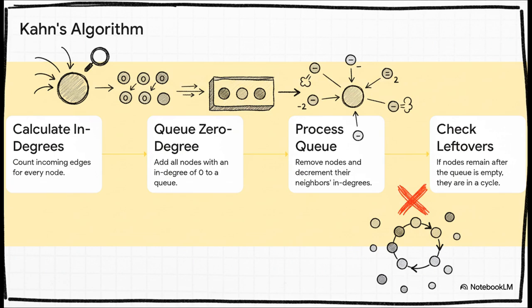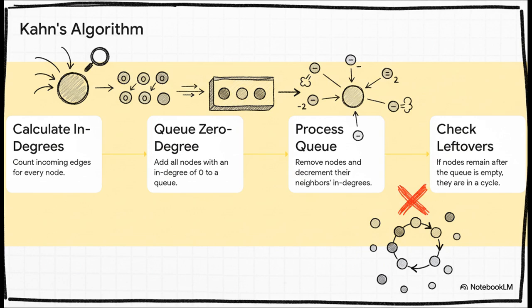Now, method number 2, Kahn's algorithm, flips the script entirely. It thinks about everything in terms of prerequisites. First, we just count how many arrows point into each node. That's called its in-degree. Any node with an in-degree of 0 has no prerequisites, so we can tackle it right away. We toss all of those into a queue. Then we just start pulling them out. Every time we process a node, we tell all its neighbors, hey, one of your prerequisites is done, and we lower their in-degree. If a neighbor's in-degree hits 0, great, it's ready to go, so into the queue it goes.